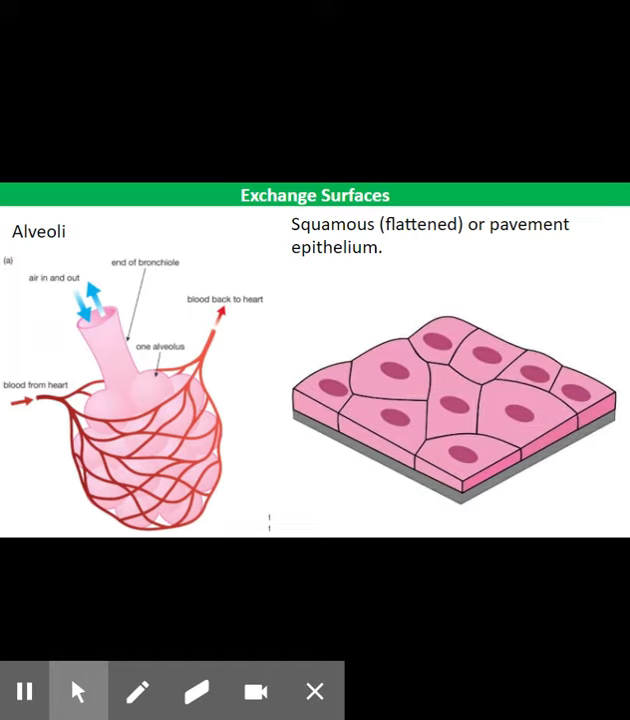So the squamous, the flattened or pavement epithelium, this type of epithelium lines the alveoli and the smallest bronchioles. It's permeable tissue. It provides a very thin layer for oxygen and carbon dioxide to diffuse through. And it's lined with a thin layer of moisture that aids diffusion.